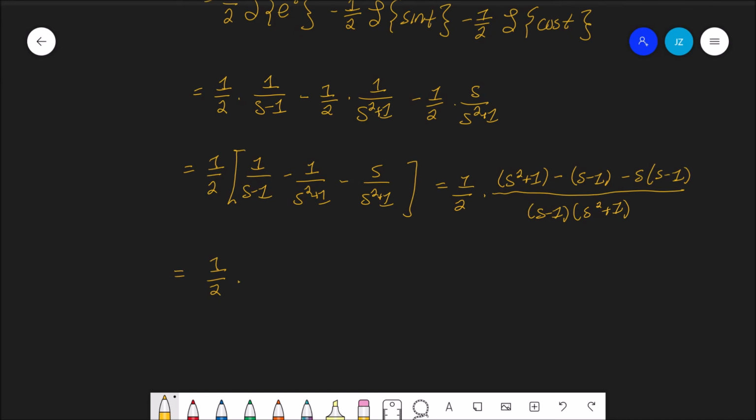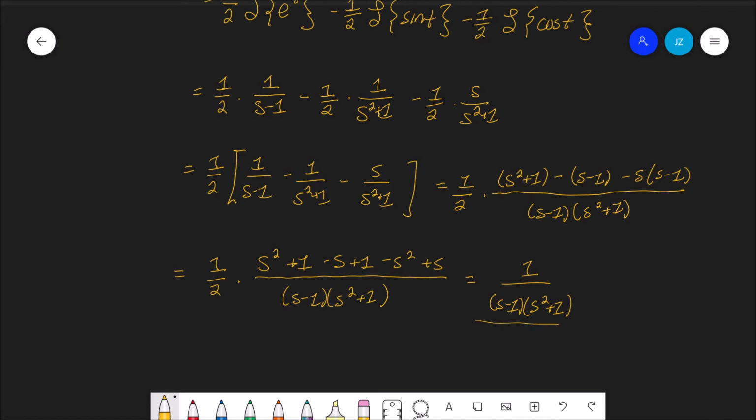times s squared plus 1 minus s plus 1 minus s squared plus s, all over s minus 1 times s squared plus 1. So in the numerator, the s squareds will drop out, the s's will drop out. We're left with 2, and so we're left with 1 over s minus 1 times s squared plus 1.